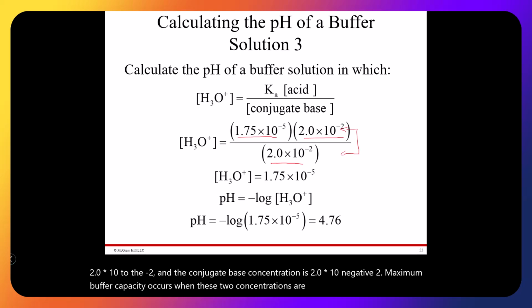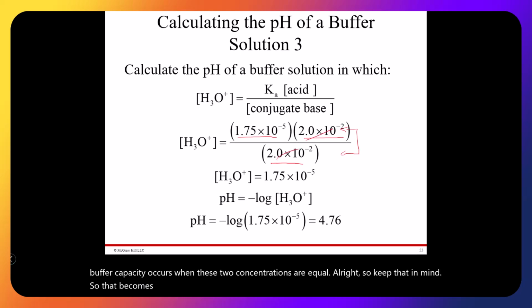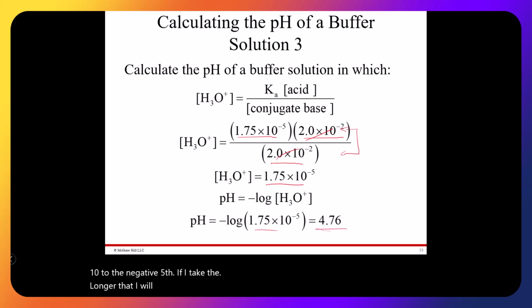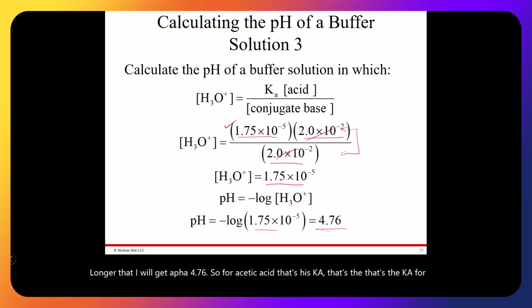All right, so keep that in mind. So that becomes 1 there, and we have the hydronium ion concentration is equal to 1.75 times 10 to the negative fifth. If I take the negative log of that, I will get a pH of 4.76. So for acetic acid, that's its Ka, the acid acidity constant. The maximum buffering capacity is at 4.76.